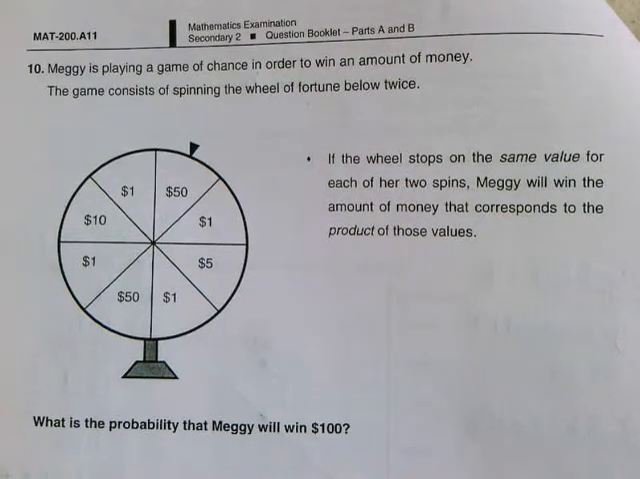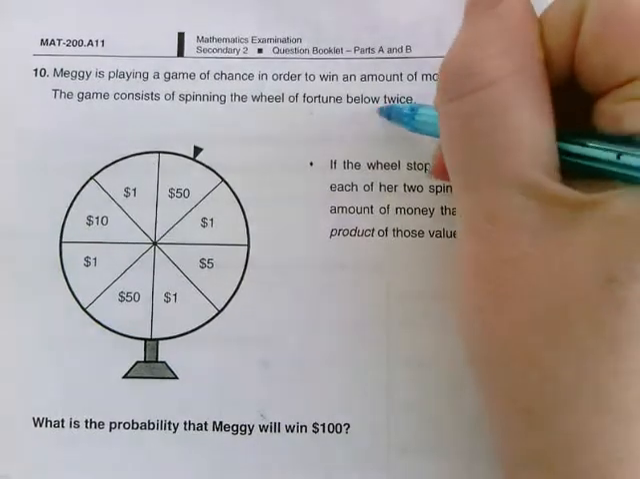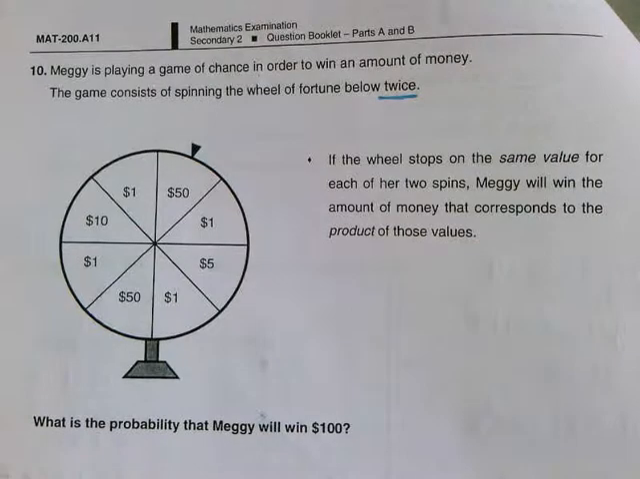Probability question. You have to read it really carefully. I feel like the wording is what's difficult here and not the math. So you have to pay attention here. So Maggie is playing a game of chance in order to win an amount of money. The game consists of spinning the wheel of fortune below twice. So you're spinning this wheel twice.